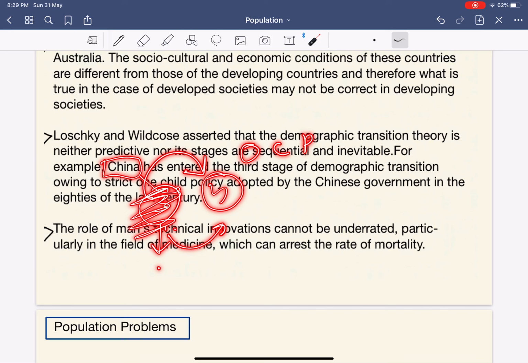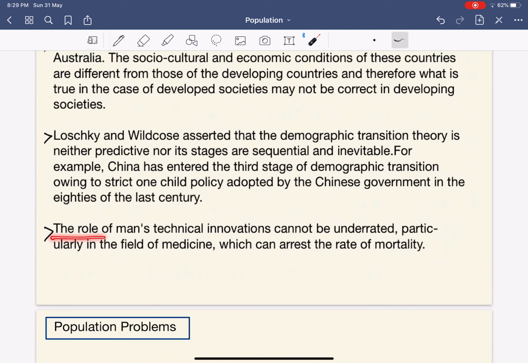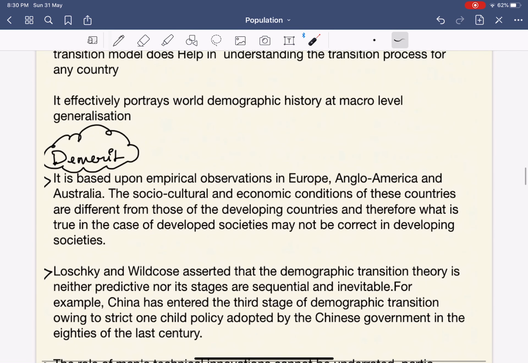Next, the role of man's technical innovation, particularly in the field of medicine, which can erase the rate of mortality, cannot be underrated. We have to consider how far man can innovate, and we cannot underrate it. We have to take this into consideration, especially in the field of medicine, which can erase the rate of mortality. This has also not been given significant consideration.